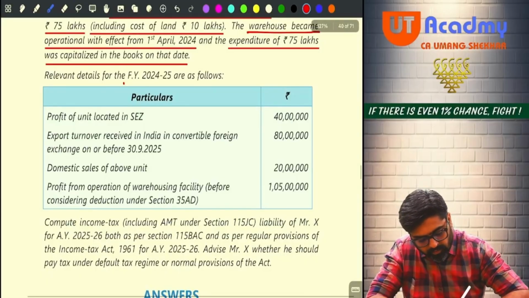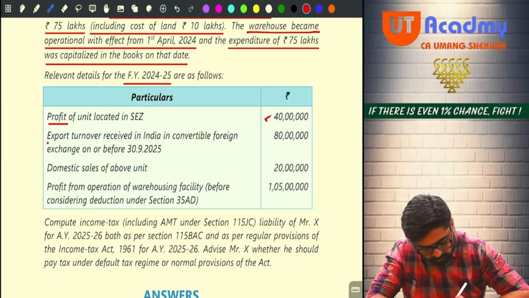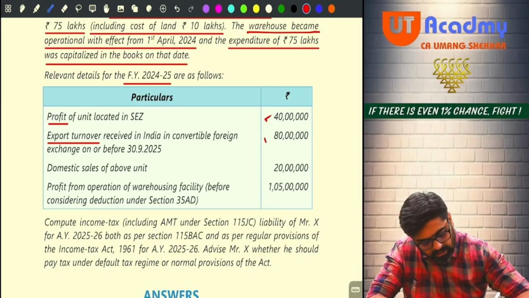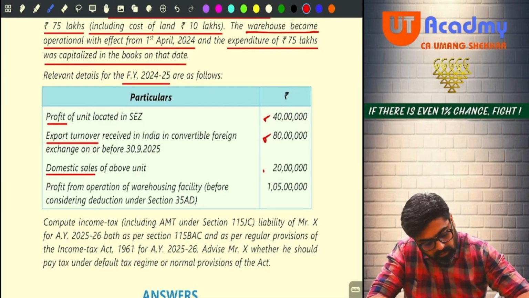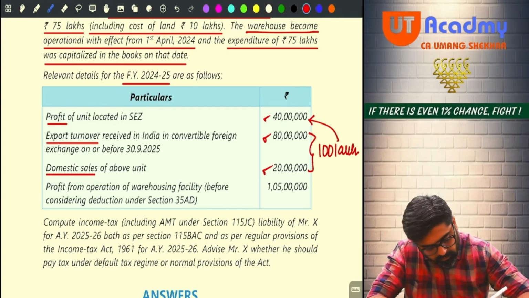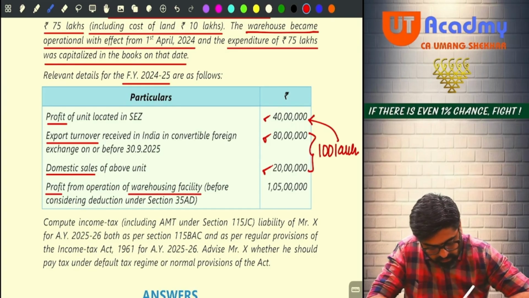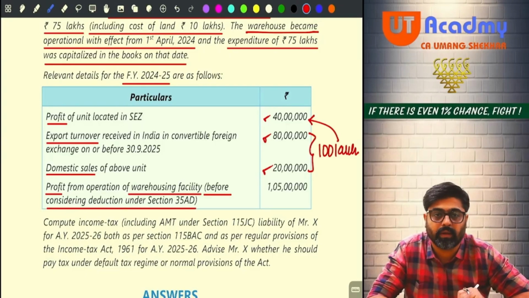Now, relevant details for the financial year 24-25. Profit of unit located in SEZ, that is 40 lakhs. This is the total profits. Export turnover received in India in convertible foreign exchange, that is 80 lakhs. Domestic sales of the above unit is 20 lakhs. So can I say 100 lakhs is the total sale? On that 100 only 40 lakh is the profit. Okay. Now profit from operations of warehousing facility before considering deduction under section 35AD, that is 1 crore 5 lakhs.